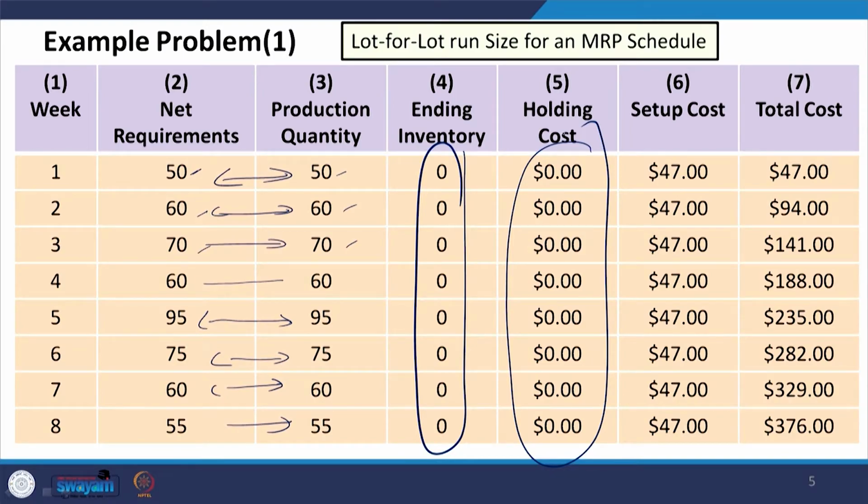So, you incur 0 inventory cost, but every time you are doing a setup, you incur a cost of $47. Each period you have to make a setup and you are incurring $47 every time. So, the total cost is $376 where the holding cost component is 0. This entire 376 is coming on the basis of setup cost.